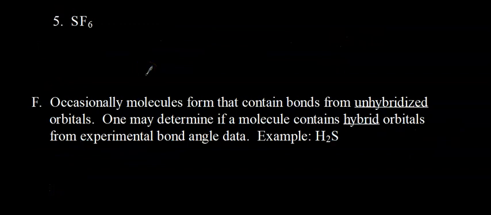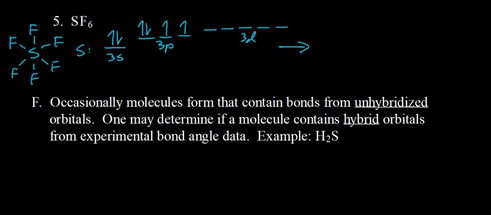Let's try another one. Again, same thing, draw a Lewis structure for sulfur hexafluoride. Draw the orbital diagram of the valence shell for sulfur, and pause there. In order to form this molecule, sulfur needs to make 6 covalent bonds. In order to form 6 covalent bonds, sulfur needs to form 6 half-filled orbitals.